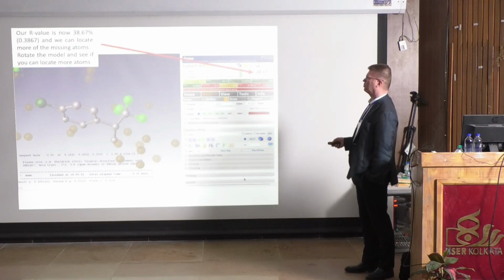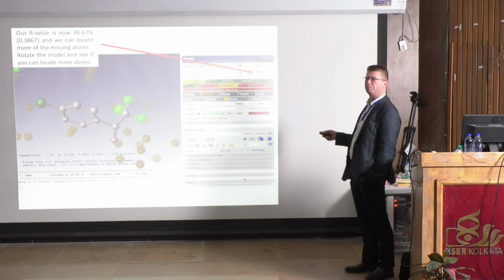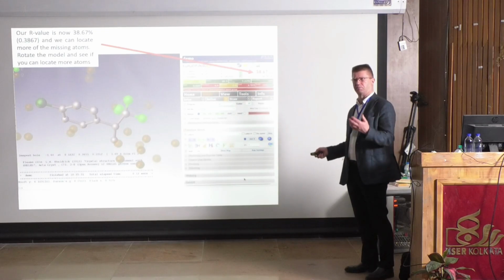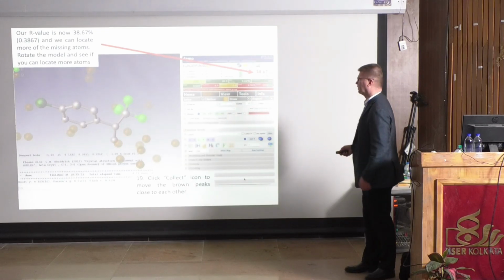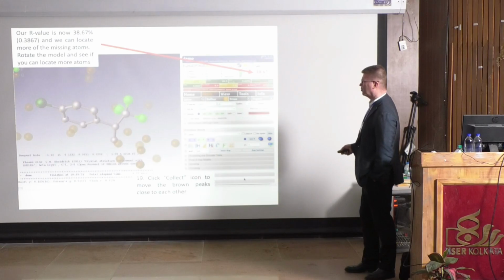Okay, now let's do a next step. Now the R value is this one. We can also use it as a fraction. And we can locate more of the missing atoms. So we rotate the model and see if we can locate more atoms. Well, we do this. And now, what we can do in here, there is a nice knob in here.